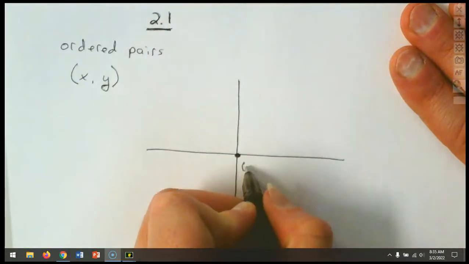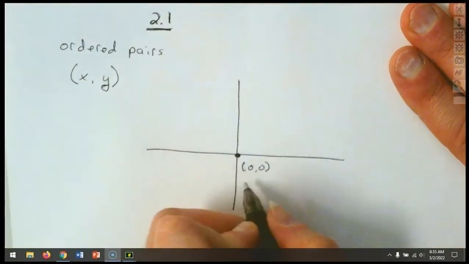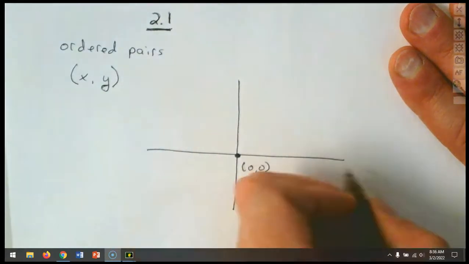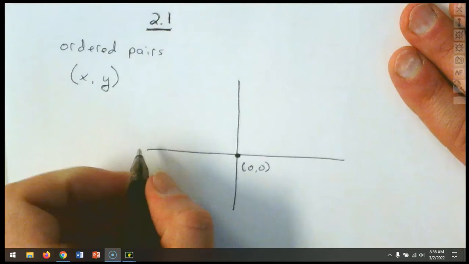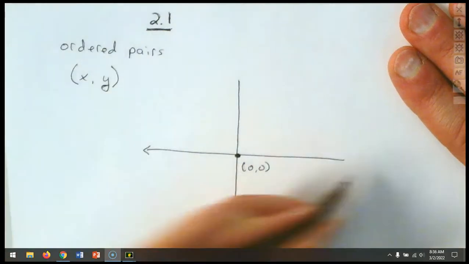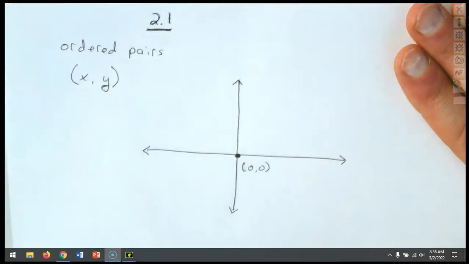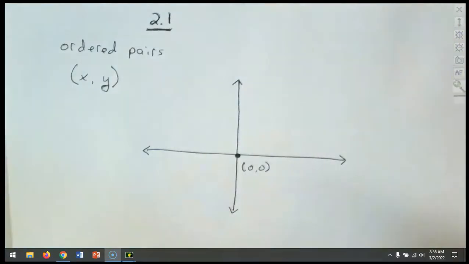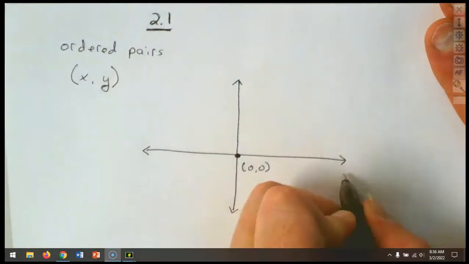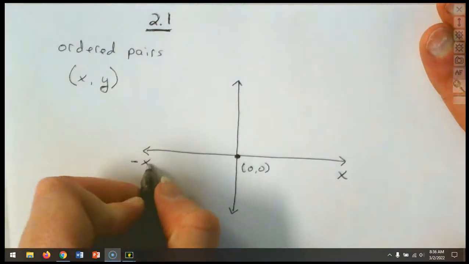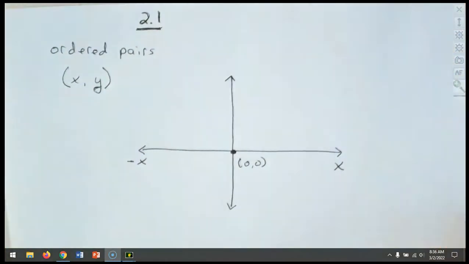Right here is 0, 0, and this is the origin. Okay, so 0, 0 is the origin. When we look at it, we have x that goes left and right, and y that goes up and down. Now the x is like we've done before. When it goes to the right, it's positive. When it goes back to the left, it's negative. So going to the right is a positive x. Going back to the left is a negative x.